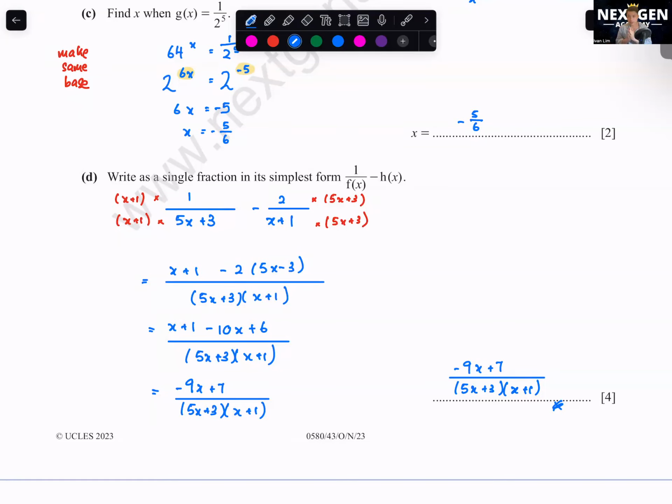Okay, we'll stop here first. Okay, yeah, we'll be taking a break first. I think you'll be too tired already to continue. Okay, this is the first half of this OM 2023 paper 4-3.